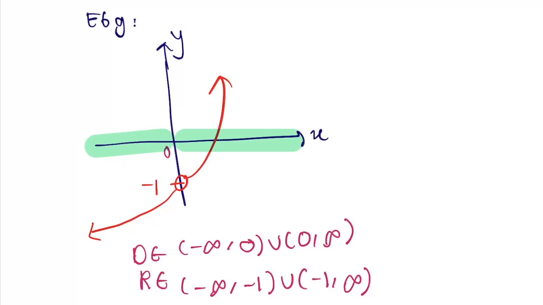So how about the range? Let's see our range here. It goes from down here, but you must stop here and then continue again from here up until infinity. So your range is from minus infinity until minus 1 not included, union minus 1 not included until infinity. So that's the end of 2.1.